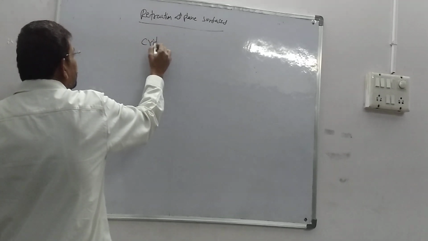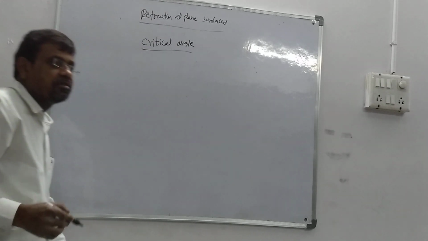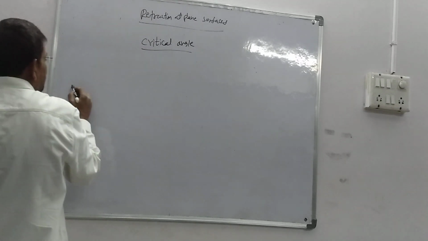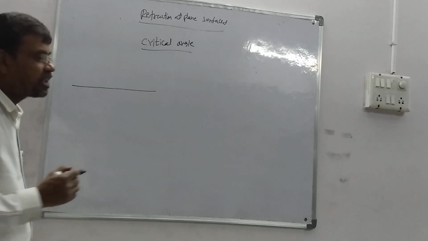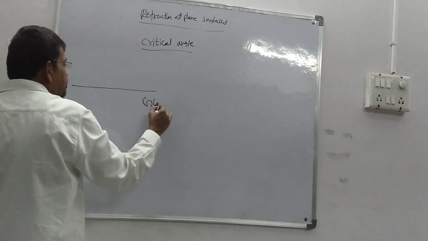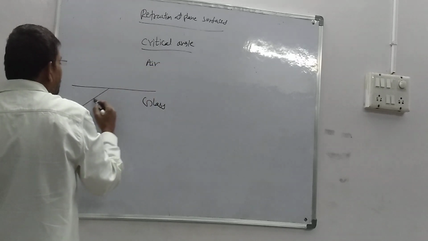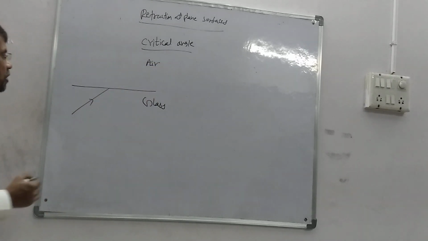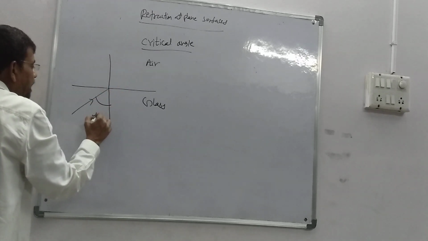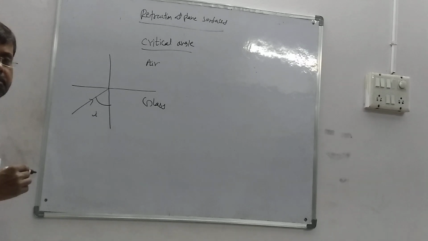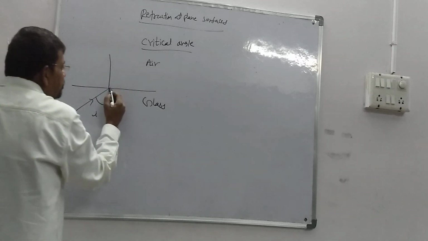Now we are discussing critical angle. What is the critical angle? In this case, a beam of light is traveling from denser medium to rarer medium. For example, this I am taking as glass. This I am taking as air. Beam of light is traveling from glass to air. Where the beam of light is incident, take a normal. What is this? Angle of incidence. Generally what happens when a beam of light is traveling from denser medium to rarer medium? It moves away from the normal.